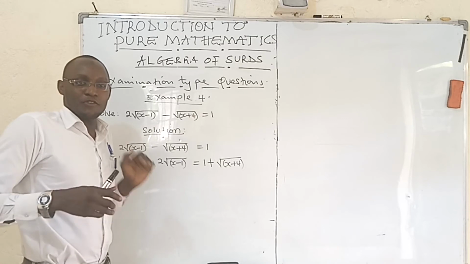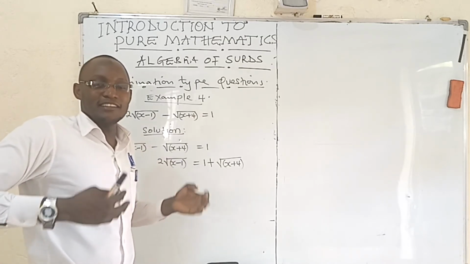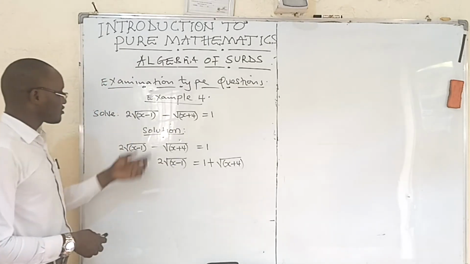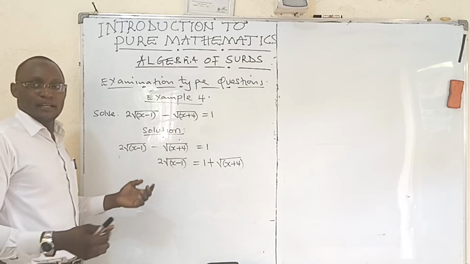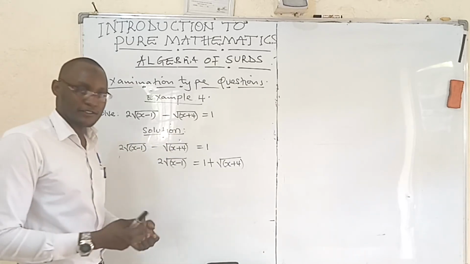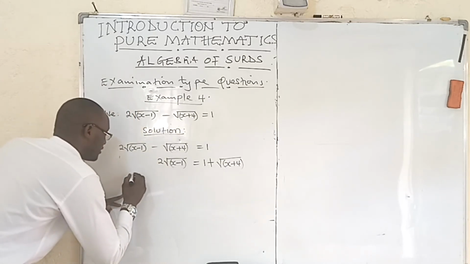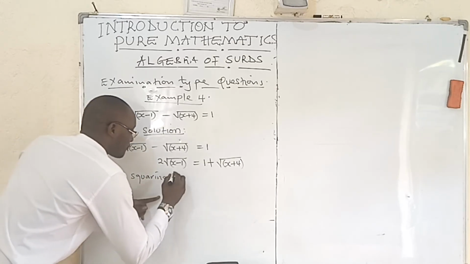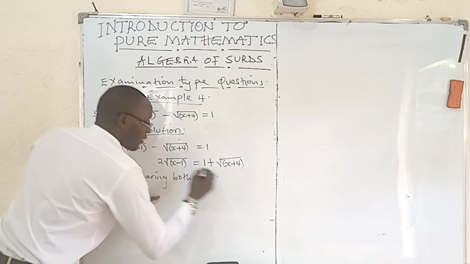So as a student, you should now develop that maturity in simplifying. There is no law of surds so far, no rule of surds so far, but just the simple mathematics. So squaring both sides, talk to the examiner. Mr. Examiner, sir, squaring both sides of the equation.